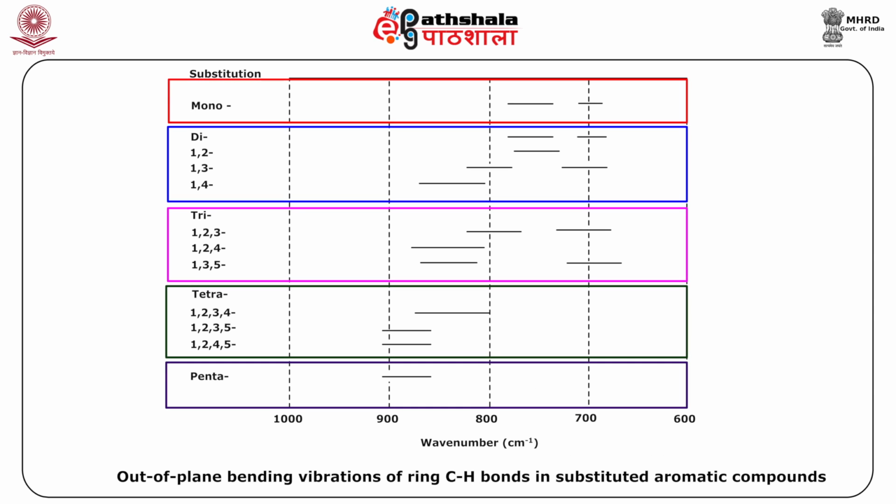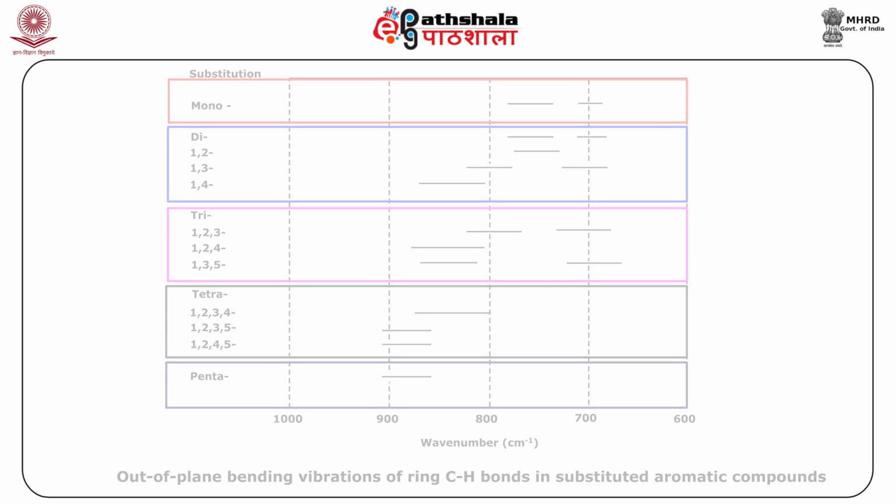The bands related to other substitution patterns are summarized in the figure. As you can see, the mono, tri and tetra substitutions are clearly marked in this IR spectrum with lines, and these are the out of plane bending vibrations of ring CH bonds in various substituted aromatic compounds.